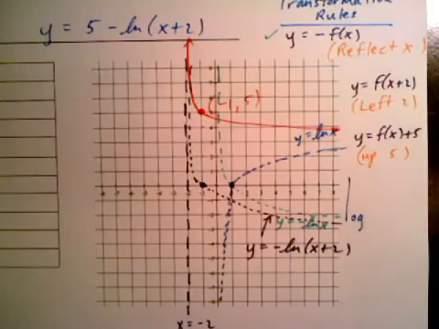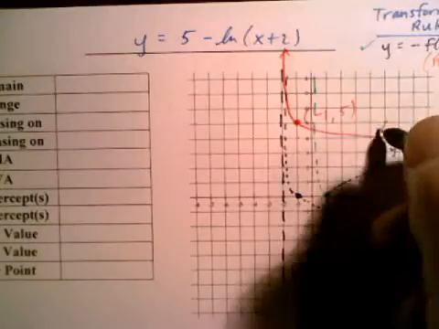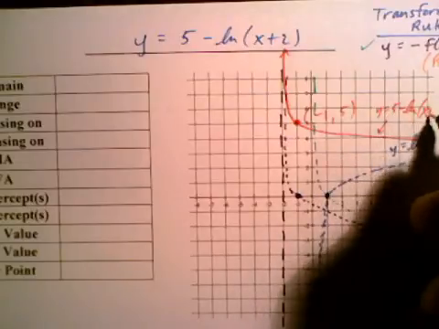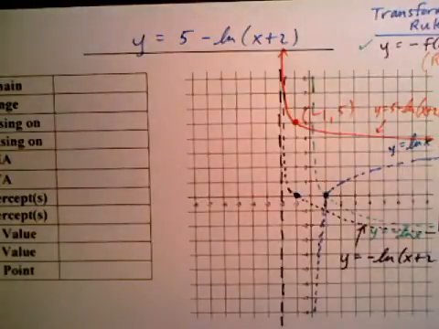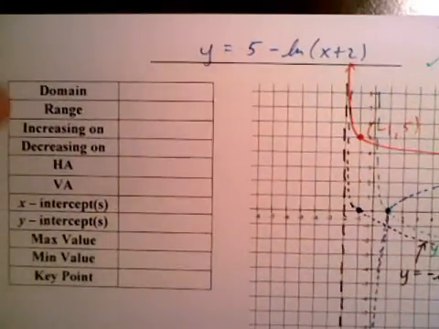But let's make sure we understand all the parts of that. So anyway, yeah, that's the graph of y equals 5 minus ln of x plus 2. That's it. Solid one, red. Okay. And again, let's fill out this chart here.